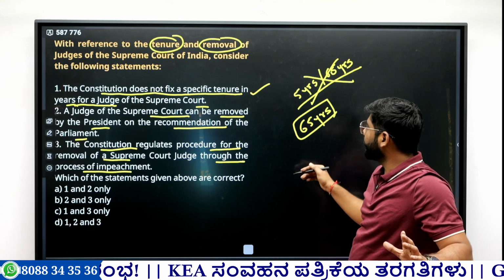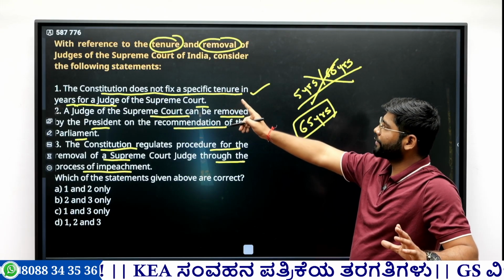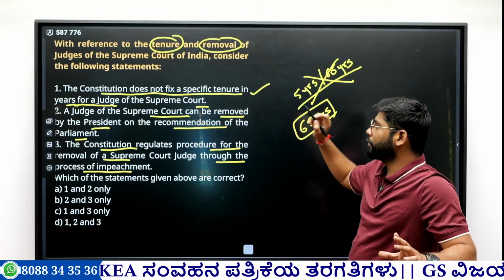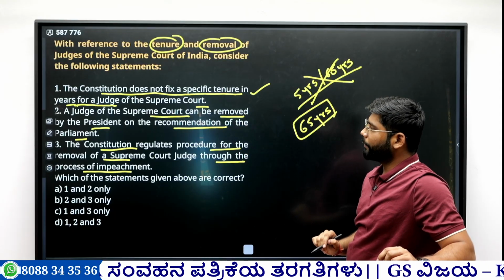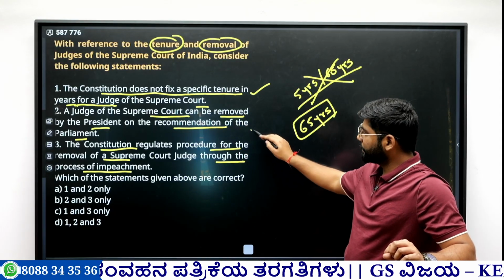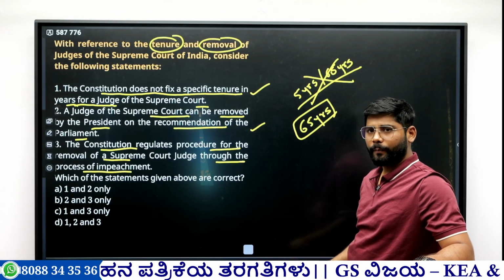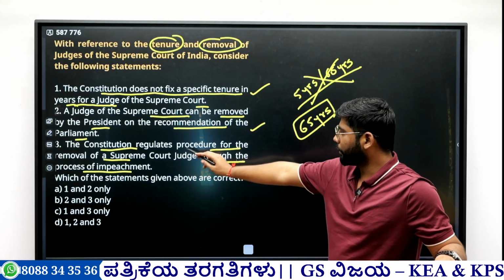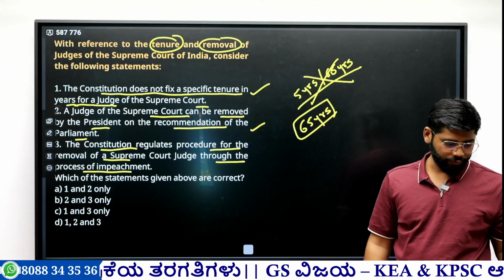It does not say a maximum of 5 years. So what it says is that the Constitution does not fix a specific tenure in years. When it comes to years, it is not fixed. So the first statement is correct. Then the judge of the Supreme Court can be removed by the President on the recommendation of Parliament. Yes, we know the procedure. Parliament will recommend. Now the last statement: the Constitution regulates the procedure for removal of Supreme Court judges through the process of impeachment.